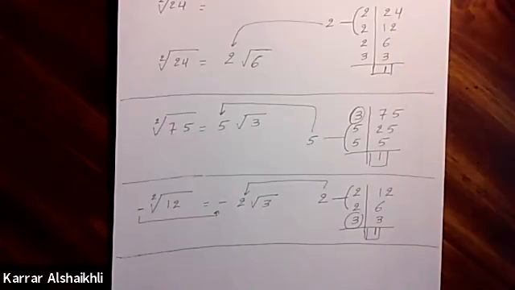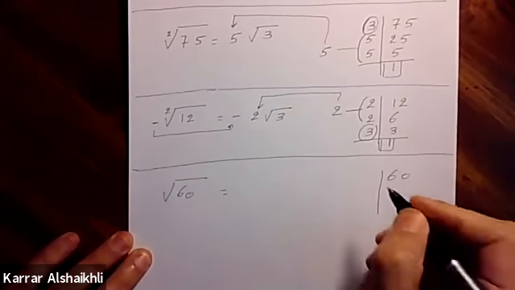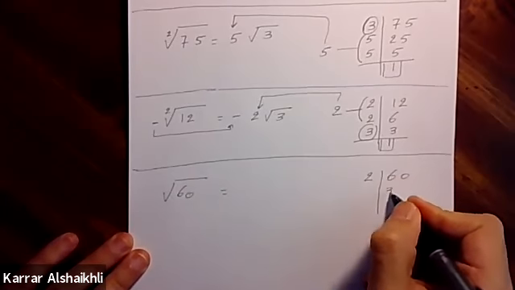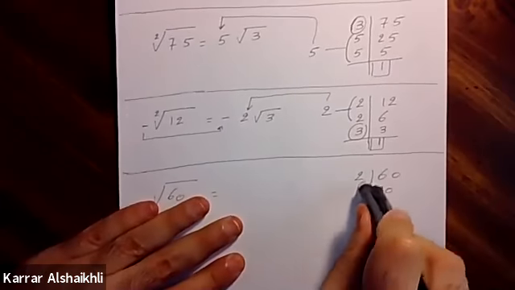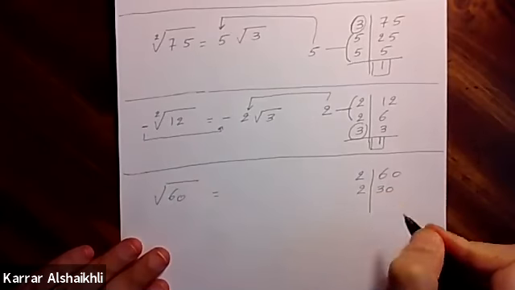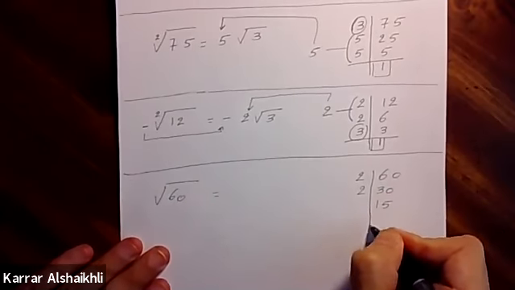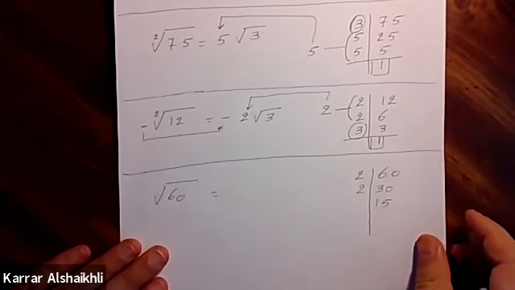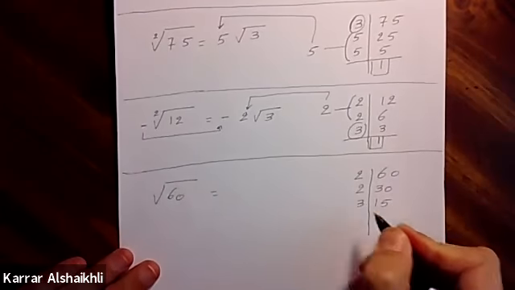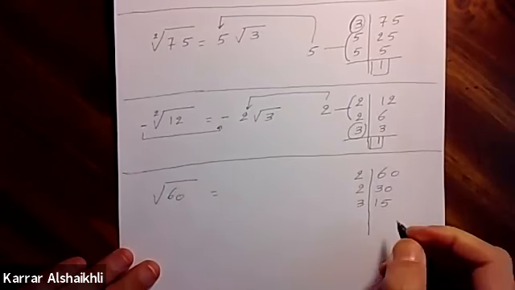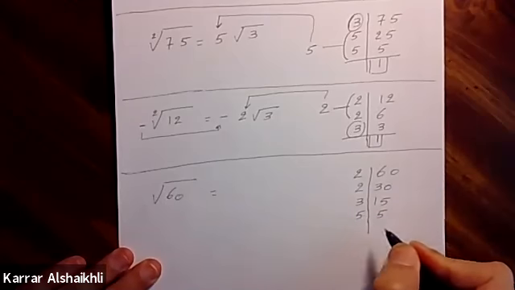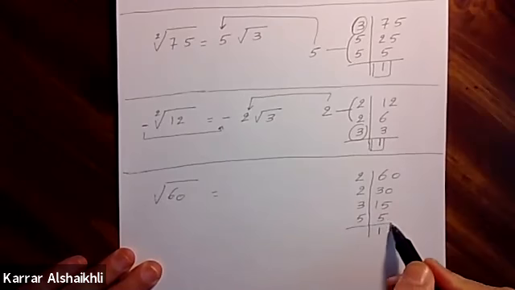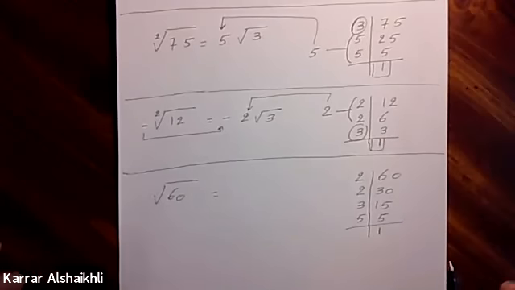Square root of 60. So I'm going to take the 60 on the side. 60 divided by 2 is going to be 30. 30 divided by 2 is going to be 15. 15, I can't divide it by 2, so I'm going to divide by 3. It's going to be 5. 5, I can't divide it by 2, can't by 3, only by 5. It's going to be 1. When I get 1, that means this is the end of the division.